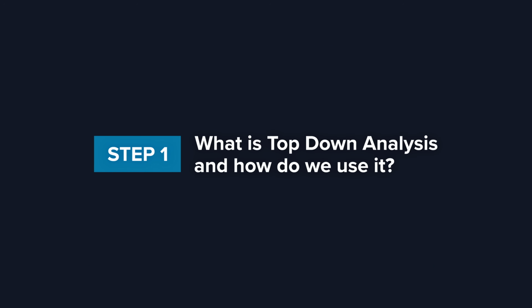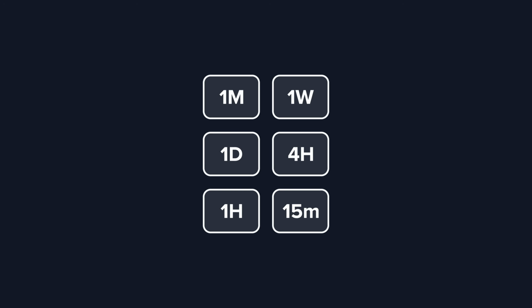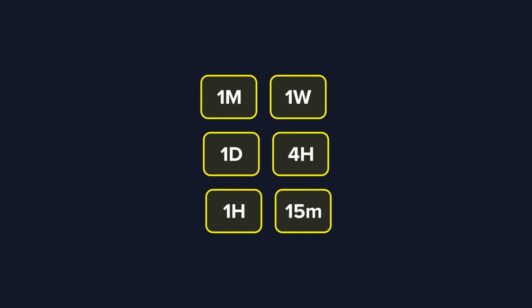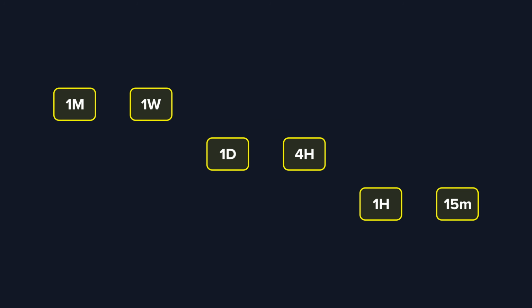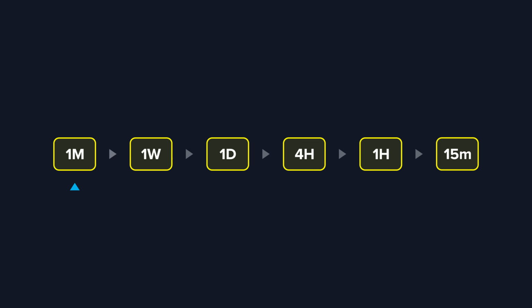So let's waste no time and start with step number 1, which covers what top-down analysis actually is and how we use it in our trading strategies. Within top-down analysis, the idea is that you should actually be using all of these timeframes when looking for potential trade setups. And the way this works is by starting your chart analysis on the monthly time frame and then work your way down until you reach the time frame that you want to actually use for your entry setups.